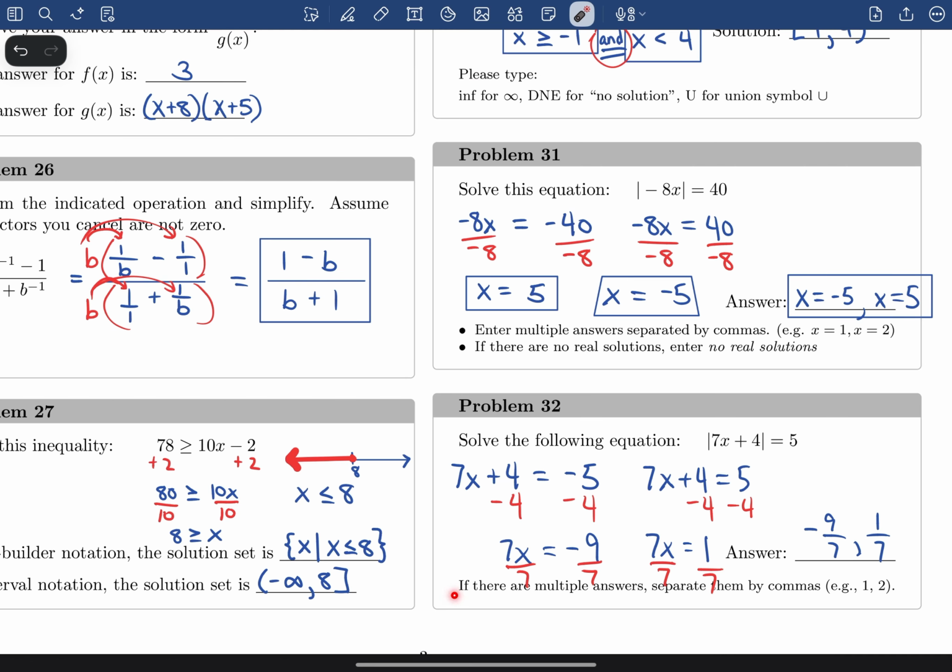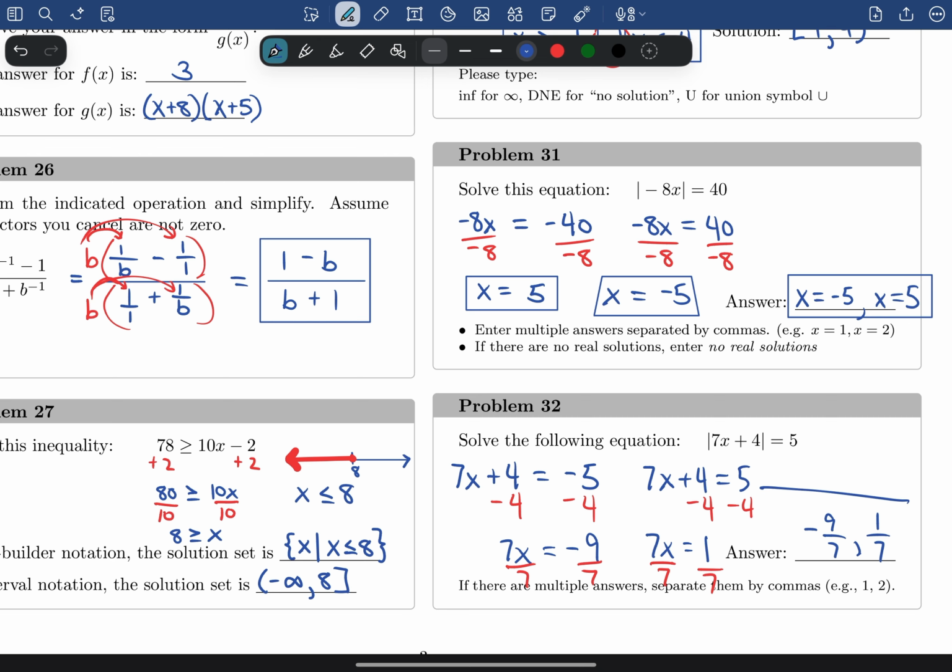And here, if there are multiple answers, separate them by commas. It didn't say to set them equal to x or anything like that. Here's the example. So I just took negative 9/7 and 1/7, and I said, that's my answer. I'm done. Great.